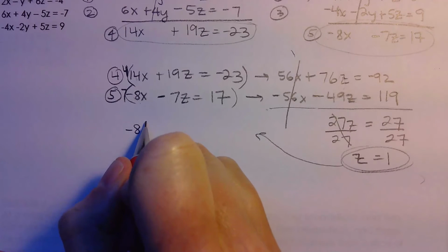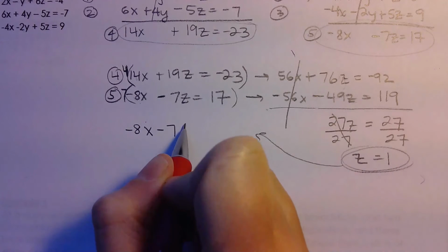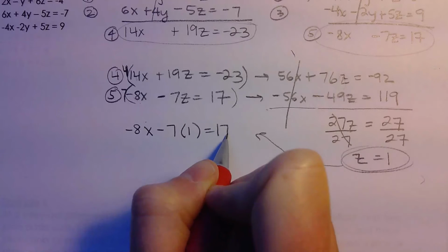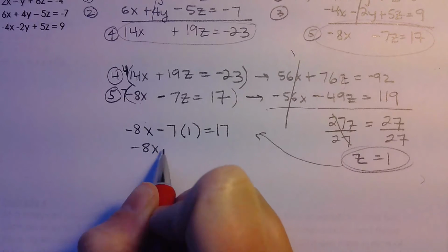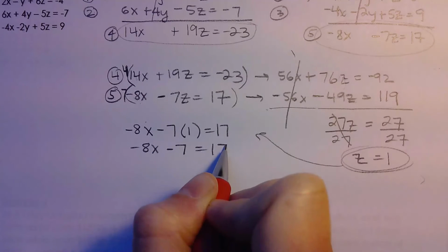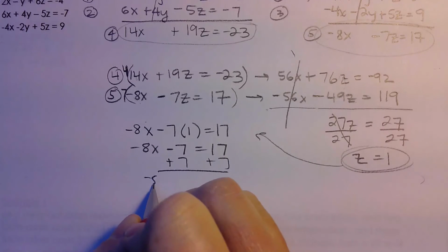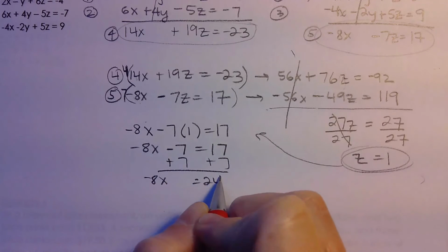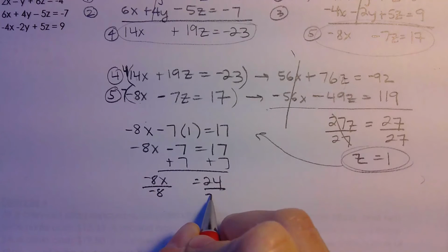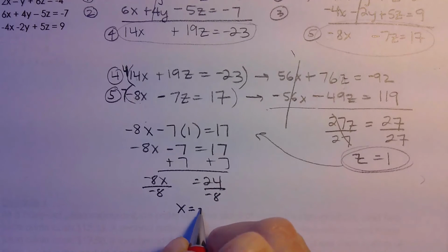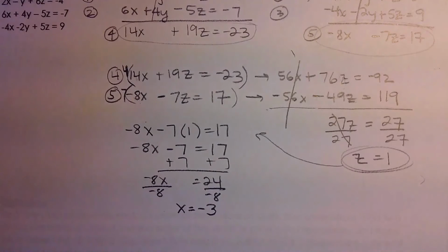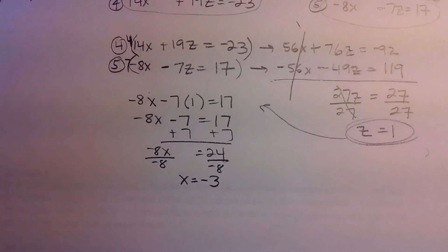So negative 8x minus 7 times 1 equals 17. Negative 8x minus 7 equals 17. 24 divided by negative 8, so x is going to equal negative 3. Boop, negative 3.